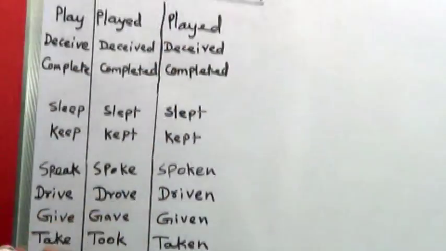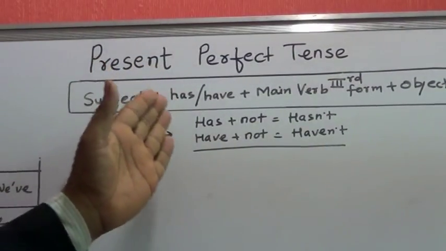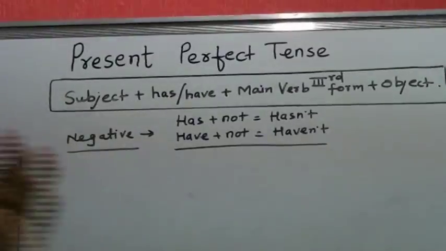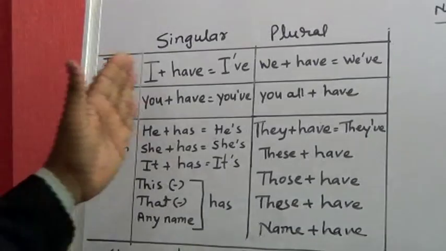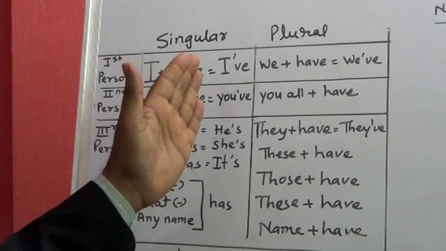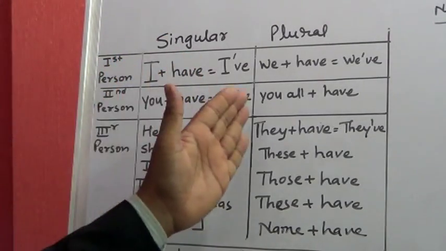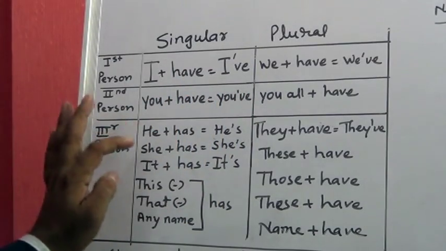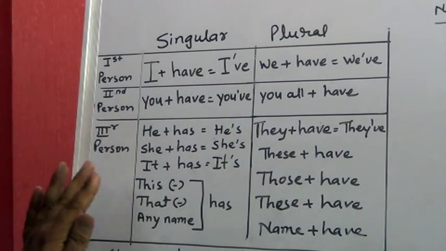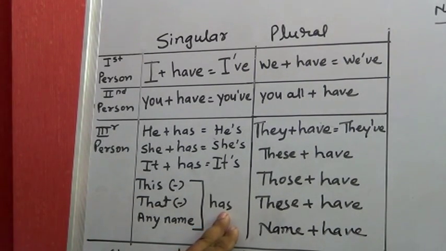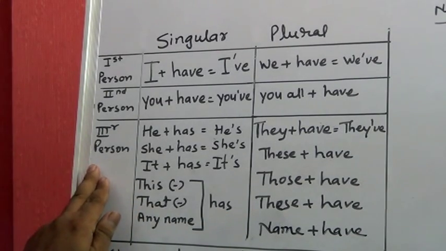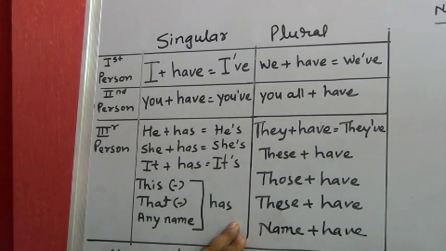Okay, now let's try to find out how to use has and have, which subjects will have has and which subjects will have have. So here we have a table, singular, plural. I के साथ कभी भी have ही आएगा, you के साथ भी have ही आएगा, लेकिन he, she, it, this, that और अगर कोई नाम हो तो उसके साथ has आएगा. कहने का मतलब थर्ड पर्सन अगर होगा तो has का इस्तेमाल किया जाएगा.